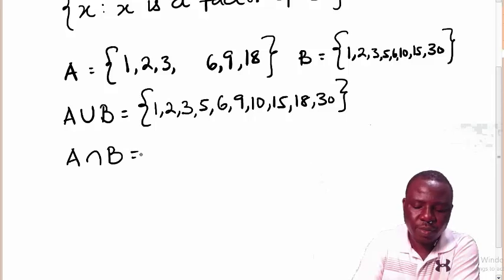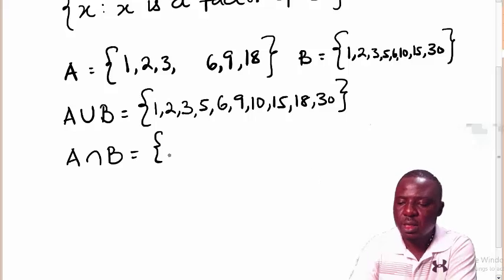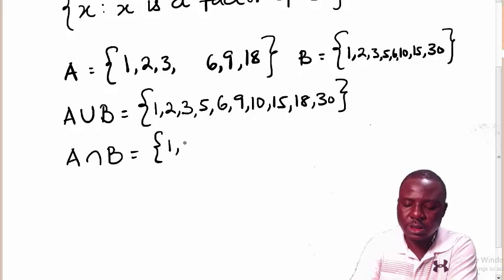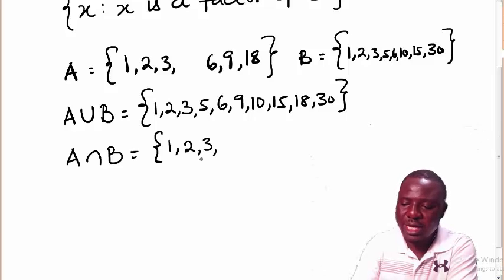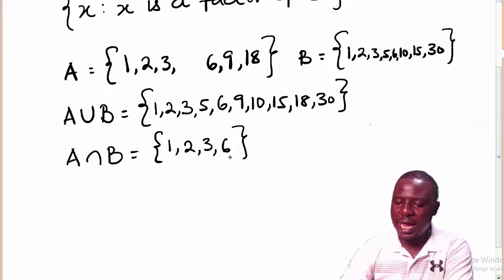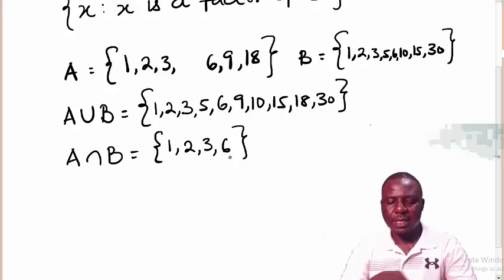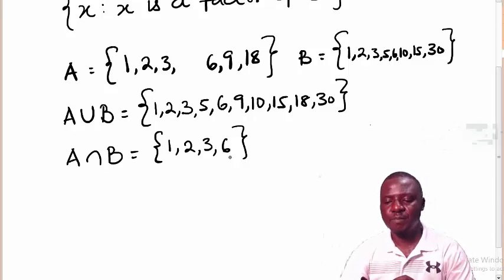While A intersection B is said to contain elements 1, 2, 3, and 6. So these are elements that you can find in both A and B.